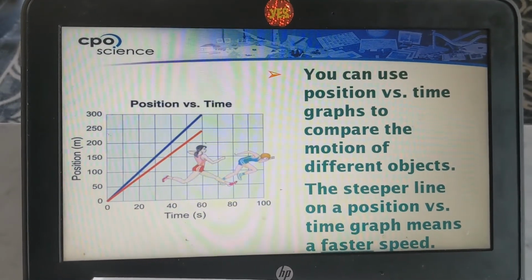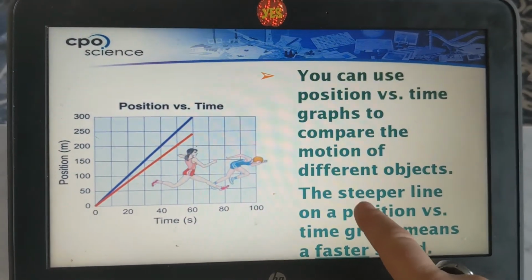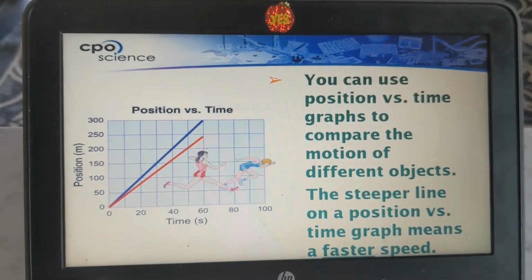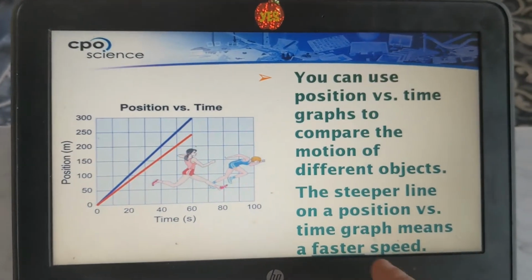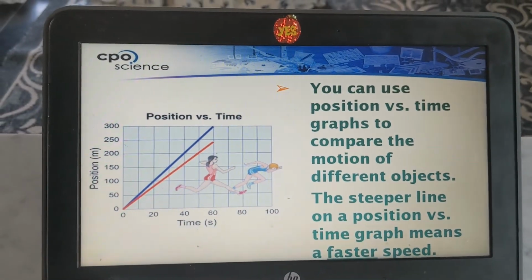So for number 15, we filled in the first blank with position. The second blank is going to be steep, and so the steep line on a position versus time graph means faster speed. That's the third blank for number 15.